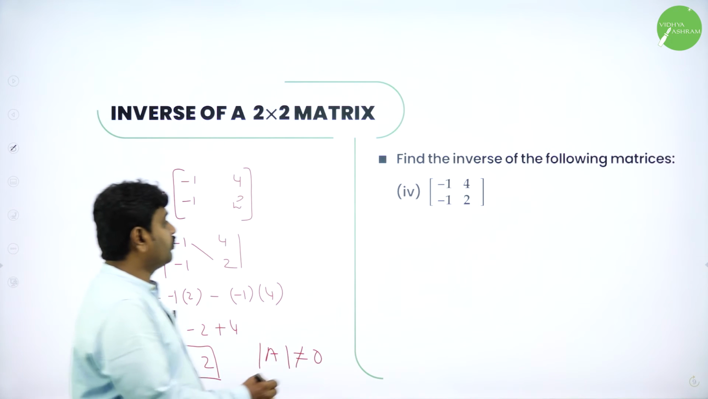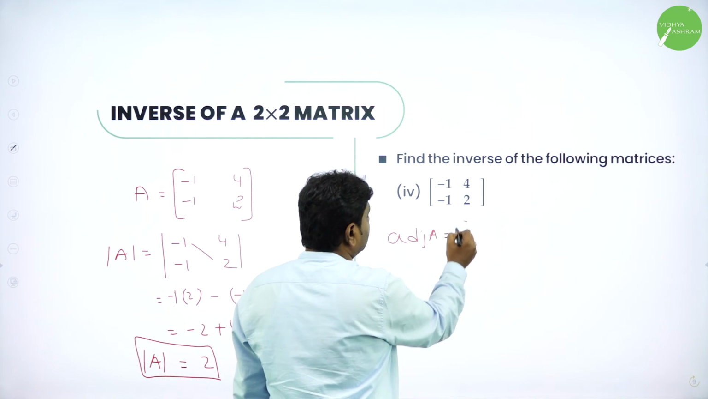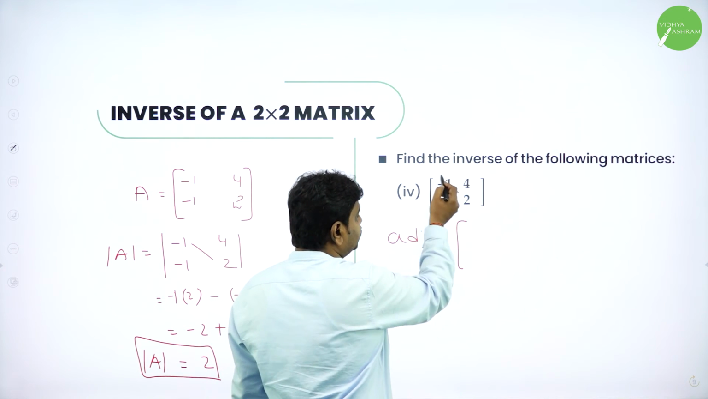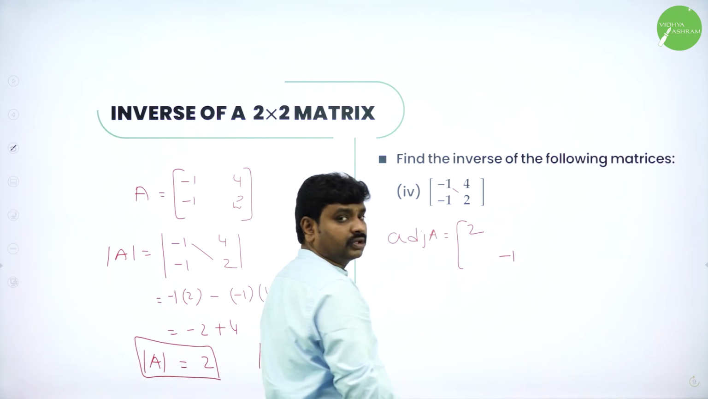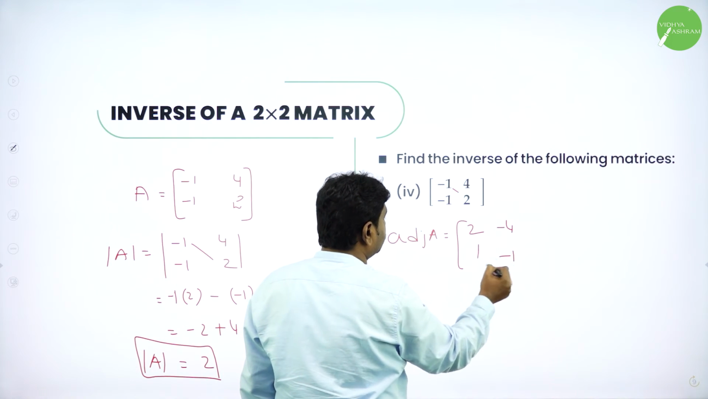We got the determinant, and it should not be 0. Now find adjoint. How to find adjoint? All of you know how to find adjoint. Adjoint means what? Change these two. So interchange. 2 comes up and this goes down. And these two change the sign. 4 becomes minus 4. Minus 1 becomes 1.